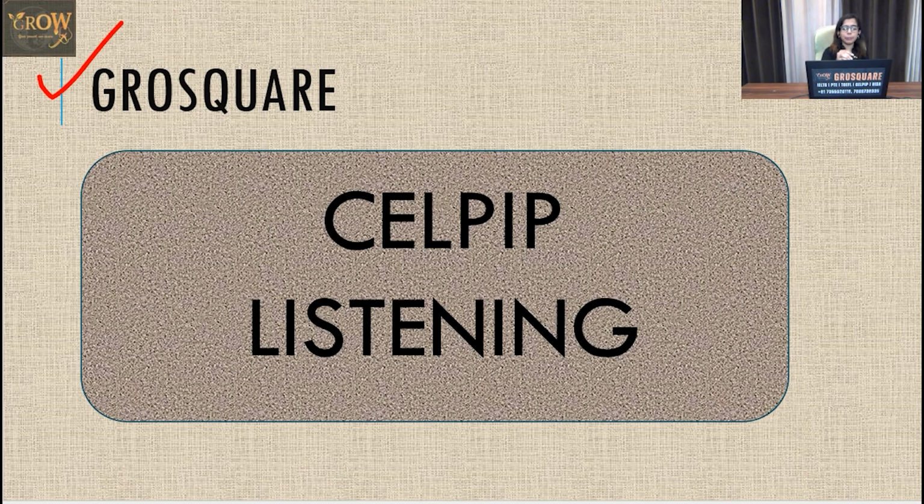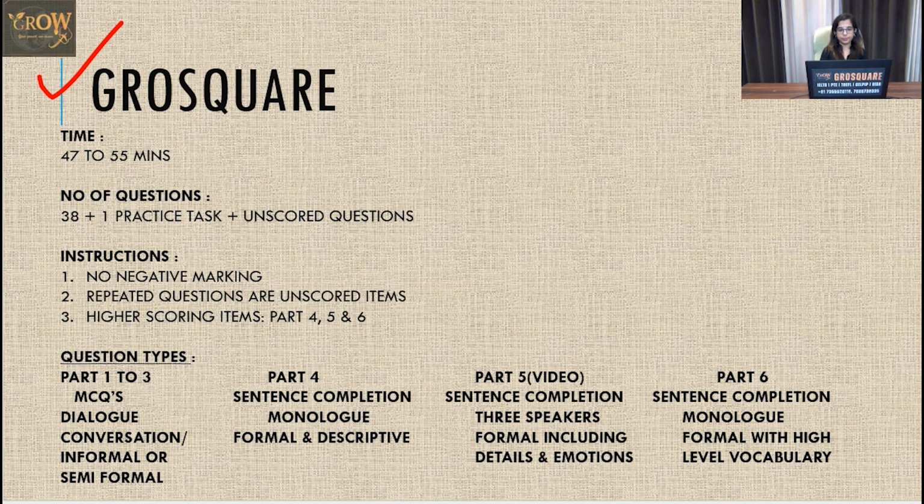In the CELPIP listening, we are going to understand what kind of question types there would be, what time limits there would be, each and everything. So let's see. For the listening part, we need to devote 47 to 55 minutes. Why do I say 47 to 55 and not an exact time? Because you have the option to move on to the next part, so we generally say 47 to 55 minutes.